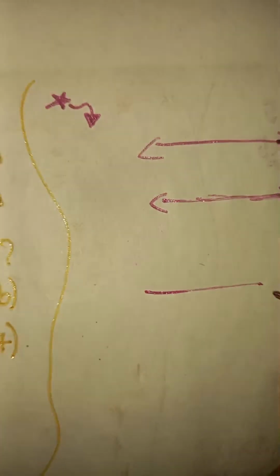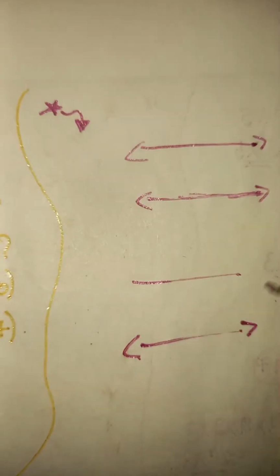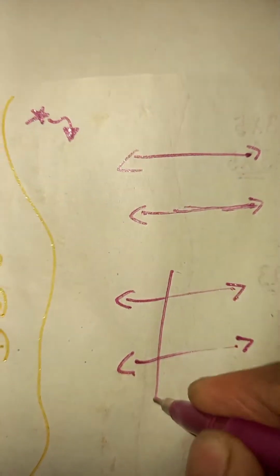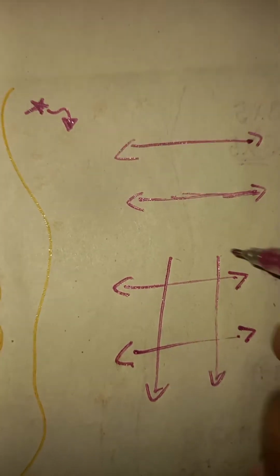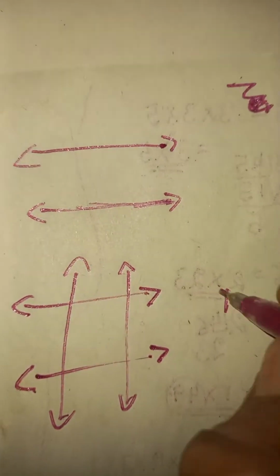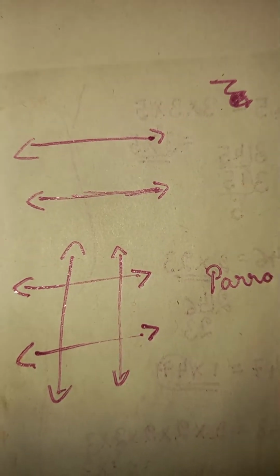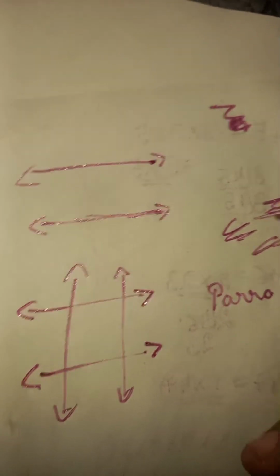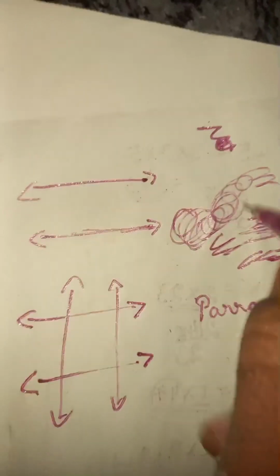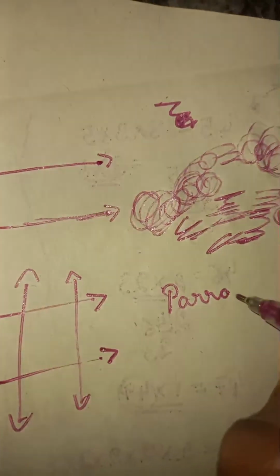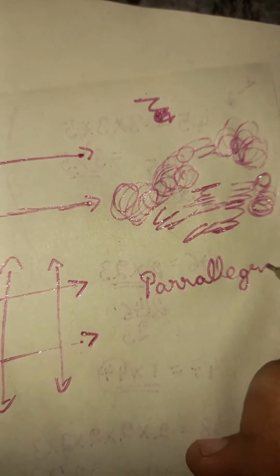If two parallel lines are met by another two parallel lines, then it is going to create a shape. That shape is known as a parallelogram. And this is known as a parallelogram.